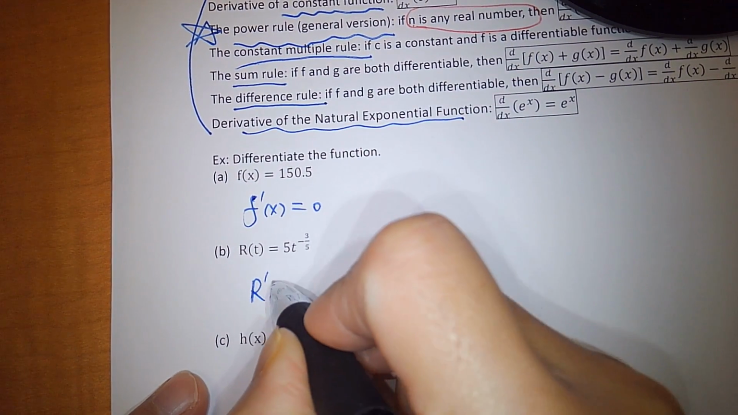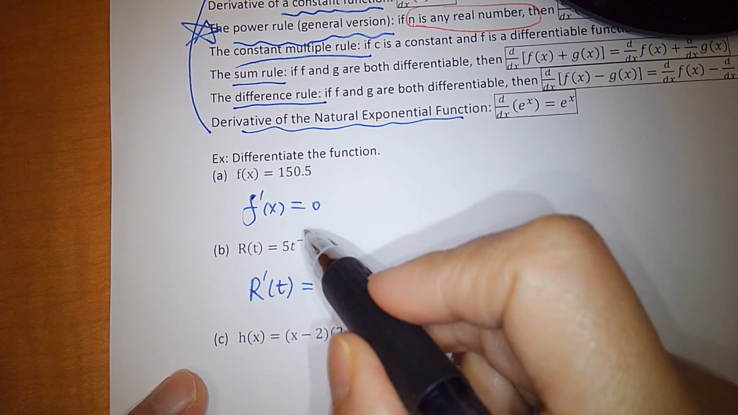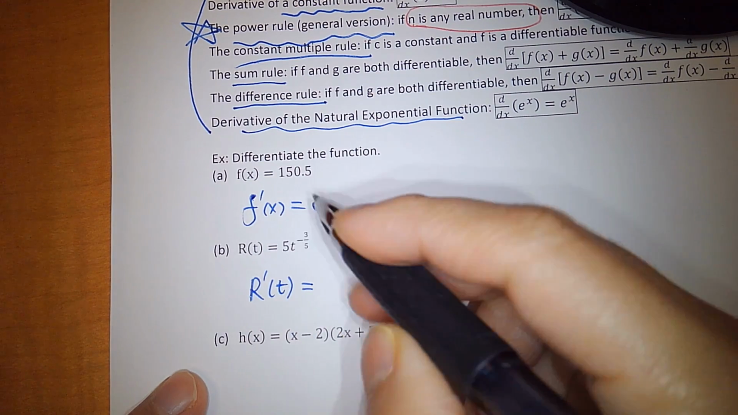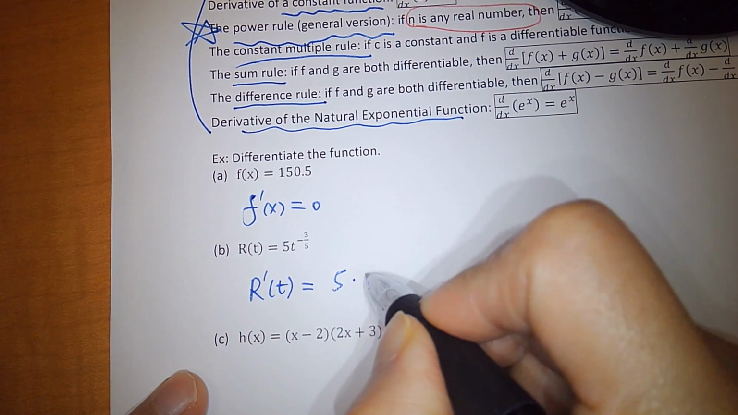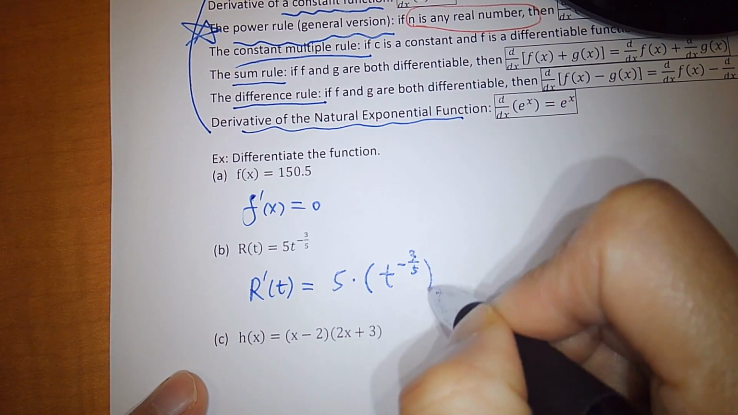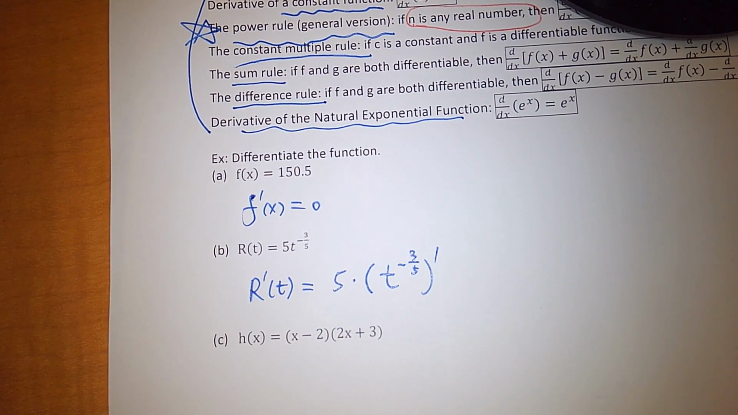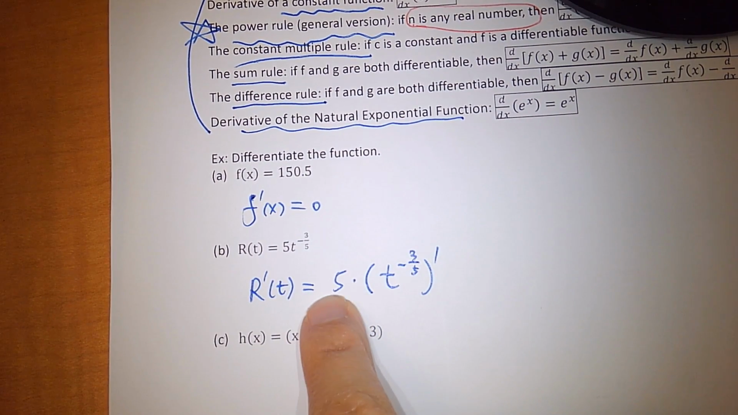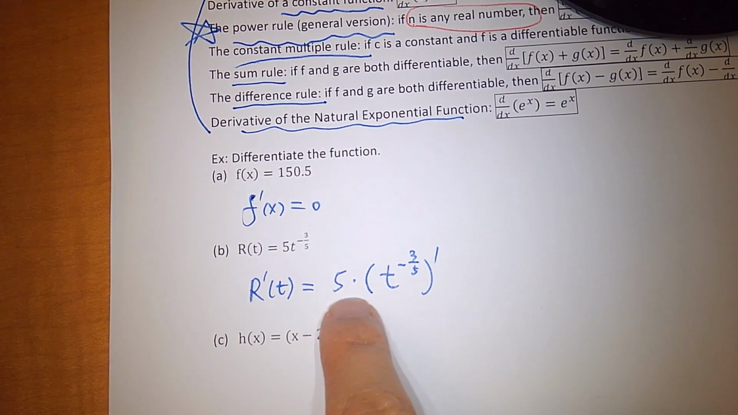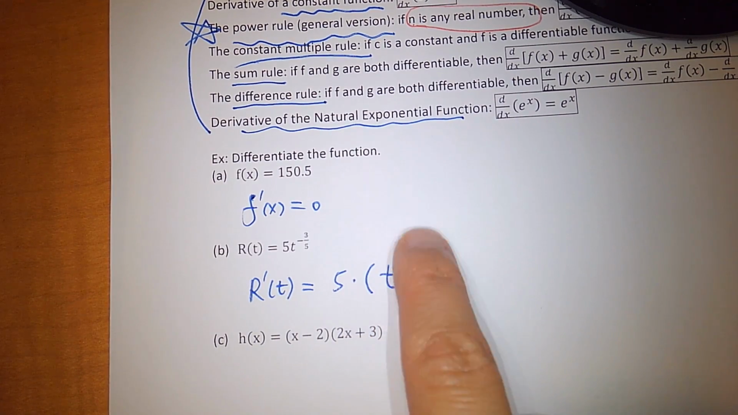The derivative of function r equals what? It's the derivative of this, right? So it's the same thing as 5 times the derivative of t to the negative 3 over 5. I use a prime, which means computing the derivative. So a constant 5 times this thing: the derivative is 5 times the derivative of this part, t to the negative 3 over 5.